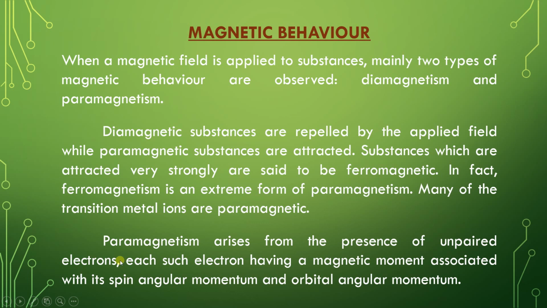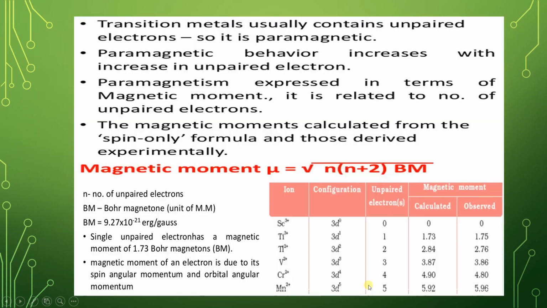This is very important. So d block elements or the transition elements exhibit paramagnetic behavior due to the presence of unpaired electrons. Each such electron has a magnetic moment associated with its spin angular momentum and also its orbital angular momentum. So the transition metals usually contain unpaired electrons, so they are paramagnetic. Paramagnetic behavior increases with increase in unpaired electrons. Paramagnetism is expressed in terms of magnetic moment. It is related to the number of unpaired electrons.